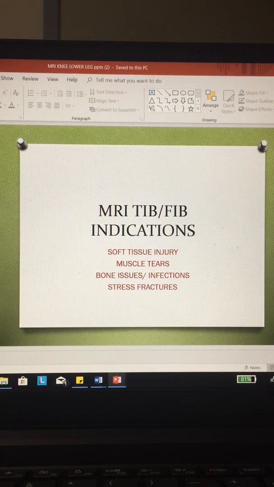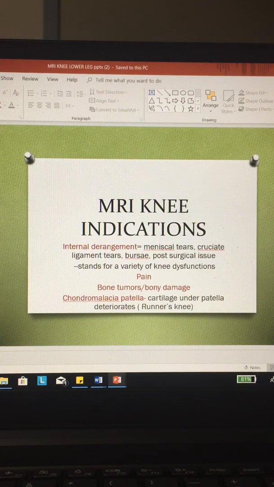Your orders with MRIs, probably the most common order indication you will see is what they call internal derangement. Internal derangement is a diagnosis that many insurance companies cover. They just can't put pain, right? Because many times insurance companies will say, well, where's the pain at? Internal derangement covers a lot of knee problems, okay?